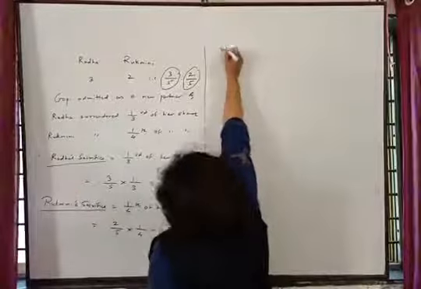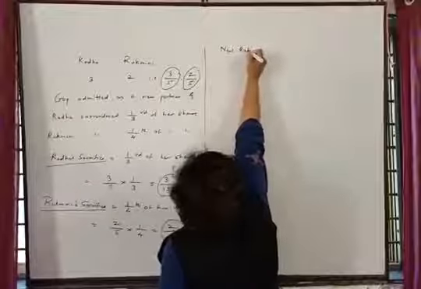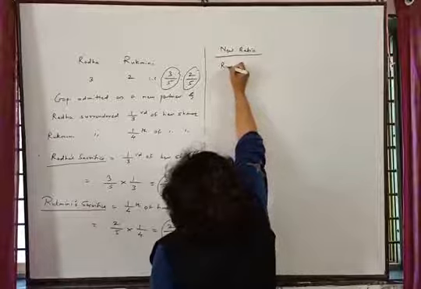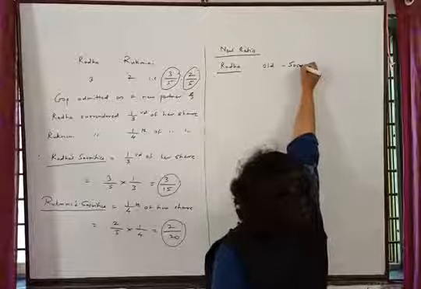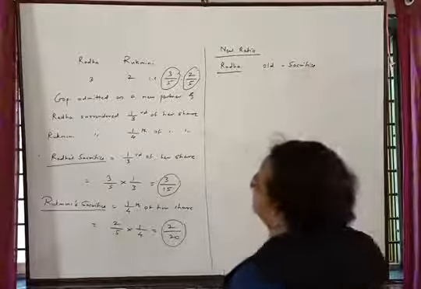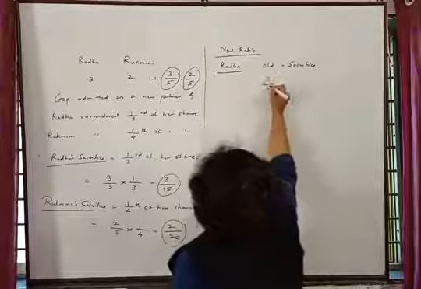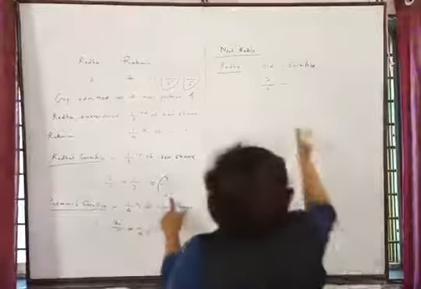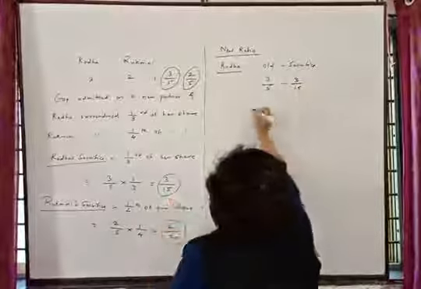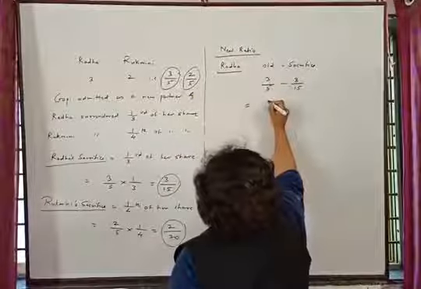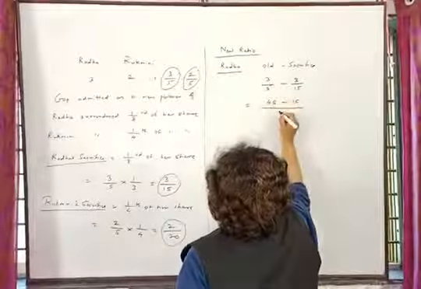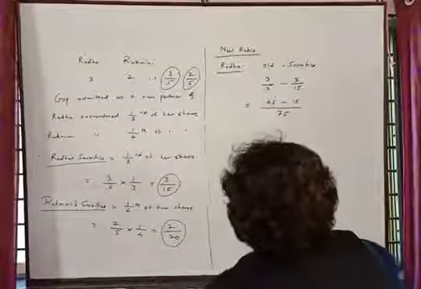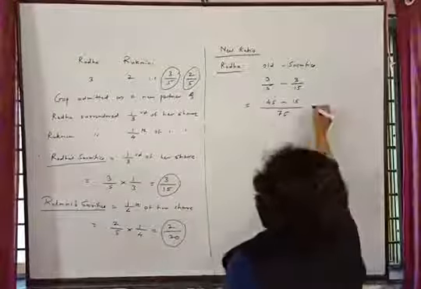So calculation of new ratio. First of Radha, old minus sacrifice. Her old ratio was 3 upon 5 minus her sacrifice 3 upon 15 is equal to 15 3s are 45 minus 15 upon 75 is equal to 30 upon 75.